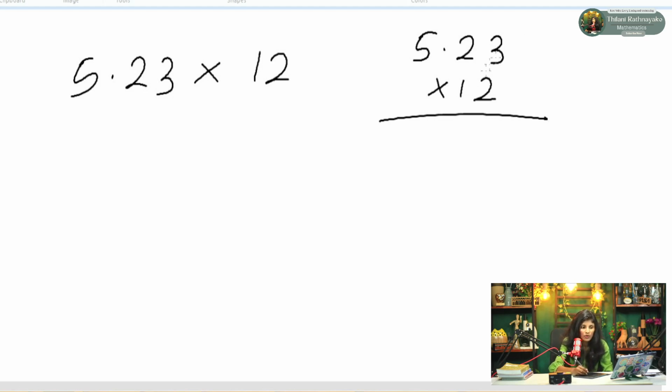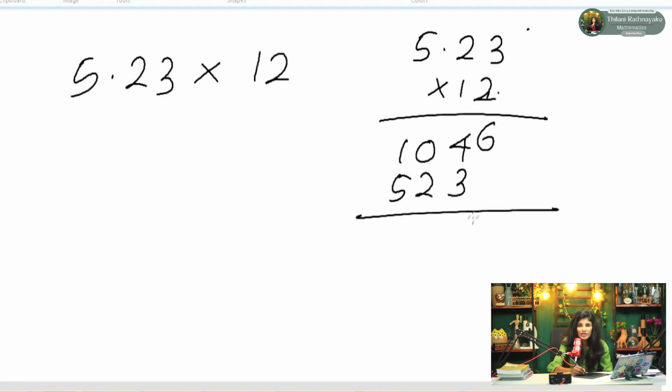Okay. So 2 times 3, 6. 2 times 2, 4. 2 times 5, 10. 1 times 3, 3. 1 times 2, 2. 1 times 5, 5. Now we are going to add the two numbers. 6, 7, 2, 6. Okay.